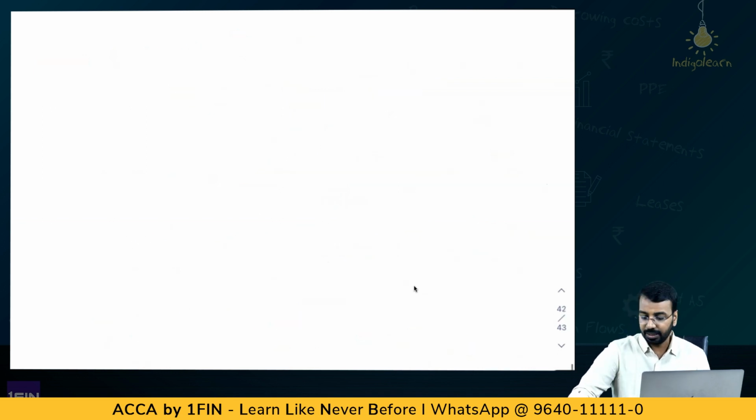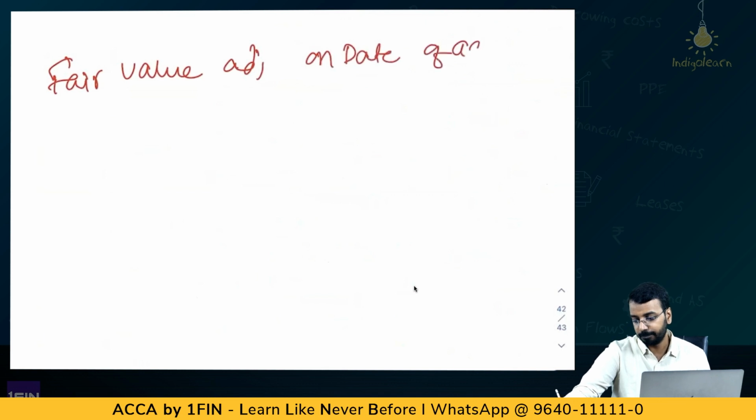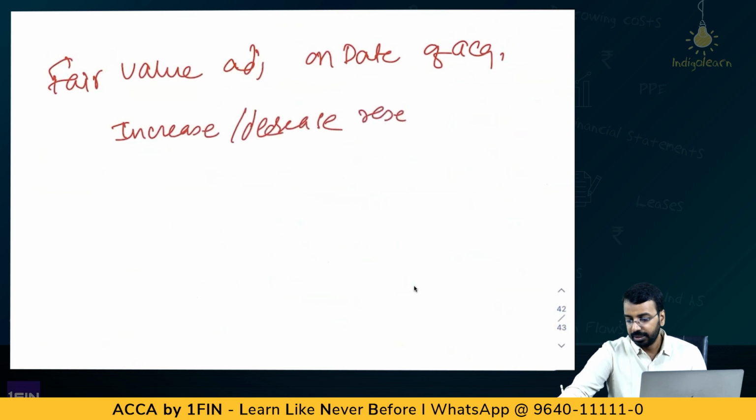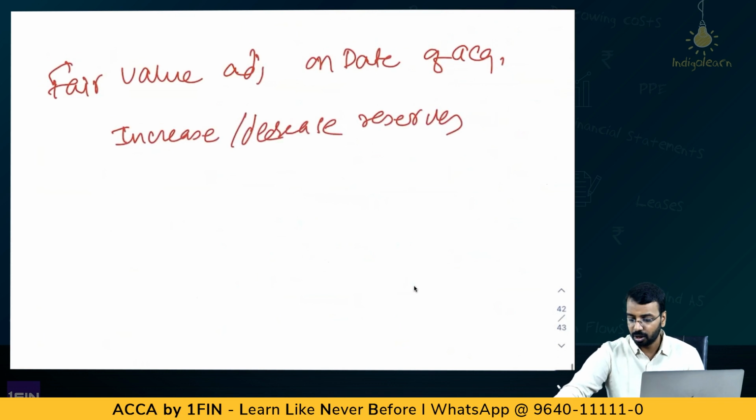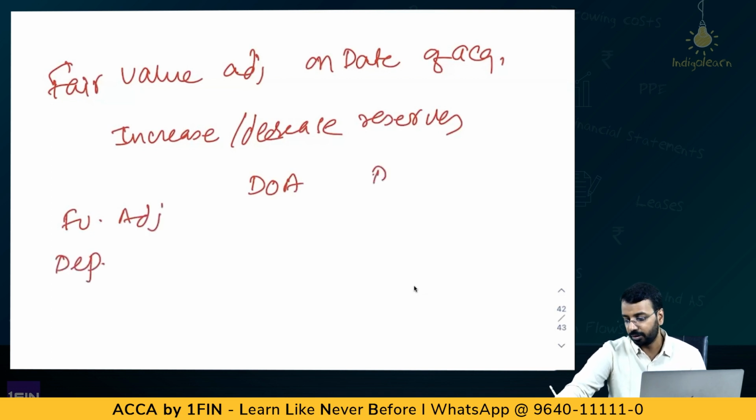Then if there are fair value adjustments on date of acquisition, what will you do? You will increase or decrease reserves on the date of acquisition column. So, here you will have the fair value adjustment, and the depreciation impact you will have on the date of reporting. The fair value adjustment will remain the same. Depreciation you will have separately.